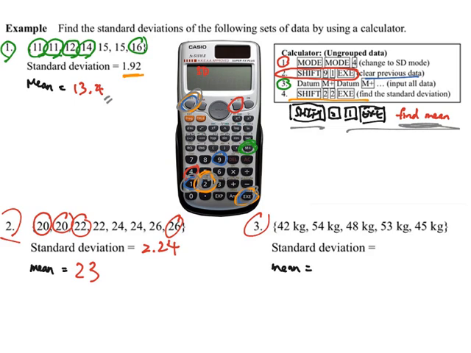Next one, question 3. Question 3, same. Before you start, you need to press shift 9 exe to clear the data. So first one 42, 54, until 45, and then shift 2 and exe. Then you can get 4.59 kilogram, because there is a unit here. And then the mean is 48.4 kilogram. Can you find it?